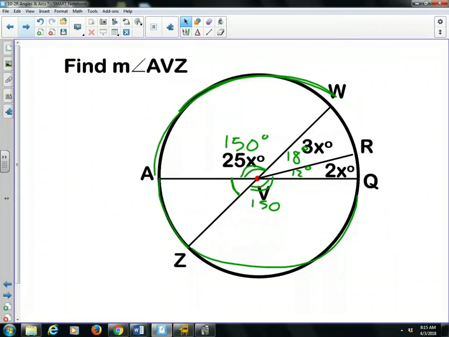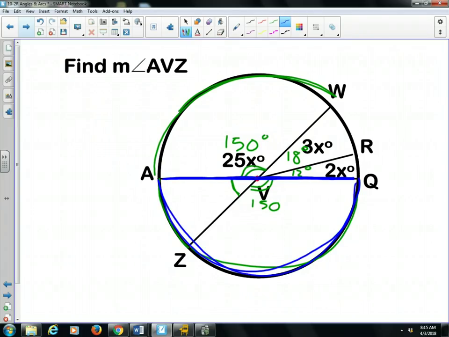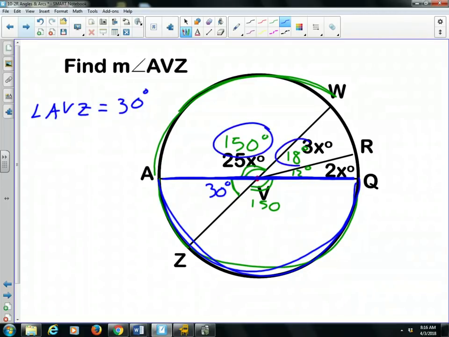So that means that this would be a diameter, and in a diameter, this would be a semicircle of 180 degrees. So this one has to be 30 degrees, because 30 plus 150 makes our 180 degrees. So angle AVZ equals 30 degrees. You also could have taken 360 minus this, minus this, minus this, minus this to get the last angle of our circle. 30 degrees is our answer for this one.